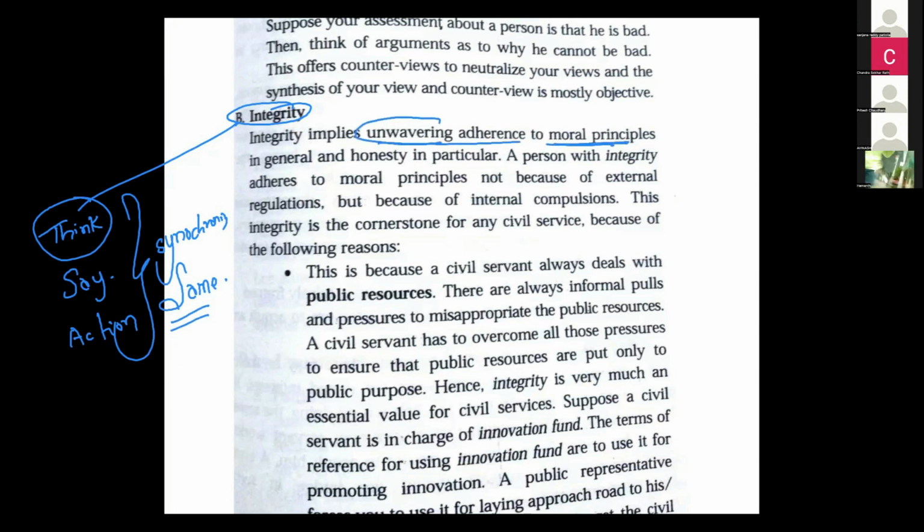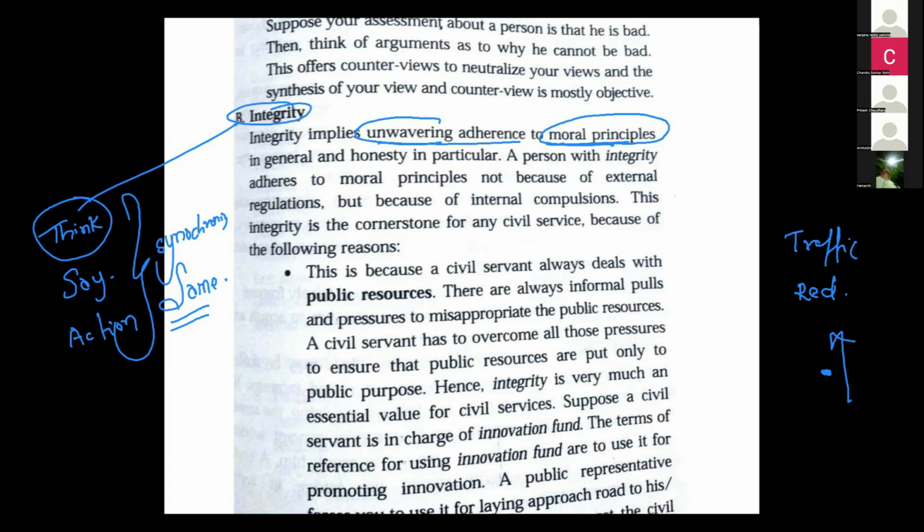Unwavering means the highest level. Adherence means you are adhering to something, like believing in one thing. You have unwavering adherence to your moral principles, whether somebody is watching or not. Integrity: there is a traffic signal. Nobody is there, no police is there, but the red signal is there, and you are stopping there. A man of integrity. But when nobody is there, what do we usually do? We cross that road, right?